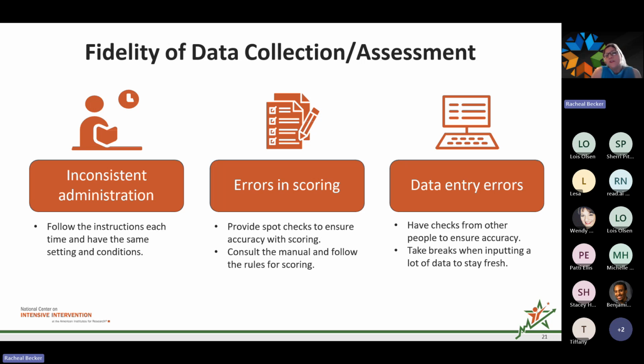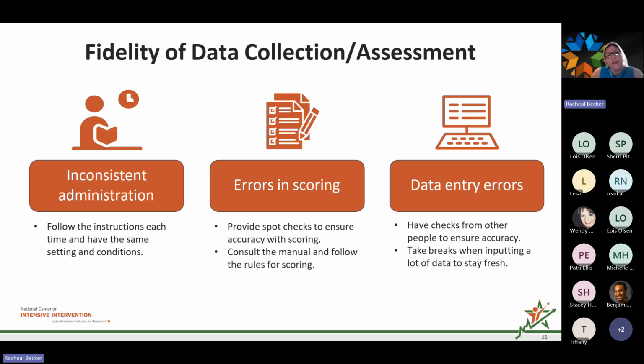So that brings me into the topic of fidelity. Fidelity of data collection is just as important as the data itself. Incomplete data does not help us to make decisions. So we want to make sure that we are not inconsistent with administration.